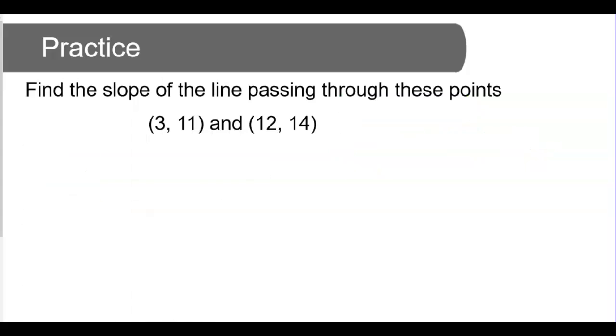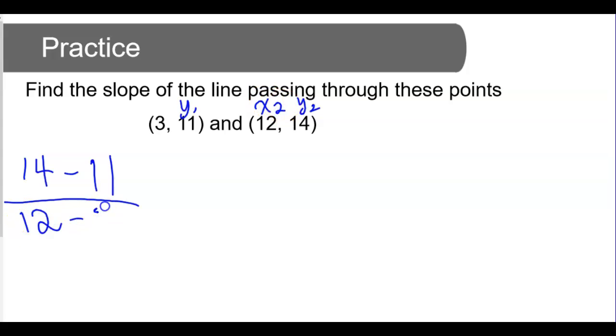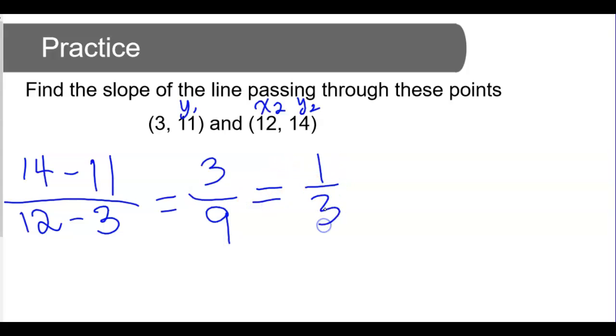Okay, how can you find the slope of a line going through these 2 points? I'm going to subtract 14. That's going to be my second y coordinate, minus 11. That'll be my first y coordinate. And since I chose 14 as my second y, then my second x coordinate has to be 12 minus 3. Well, 14 minus 11 is 3. 12 minus 3 is 9. I always simplify my slope. The slope of the line going through these 2 points is 1/3.